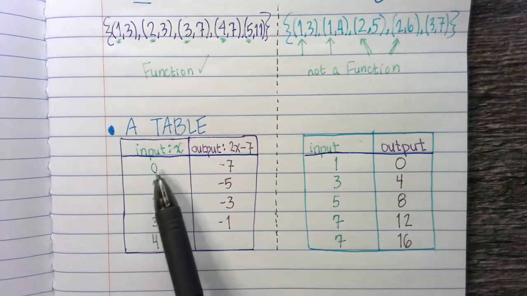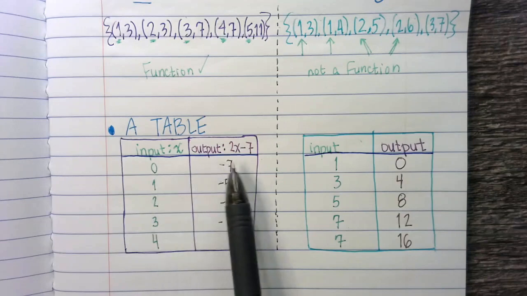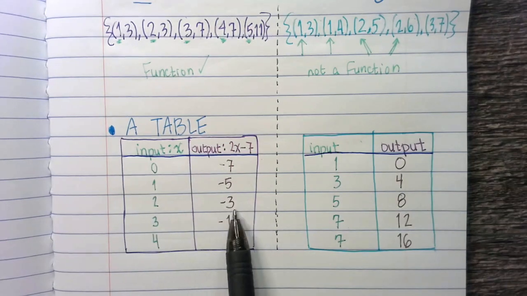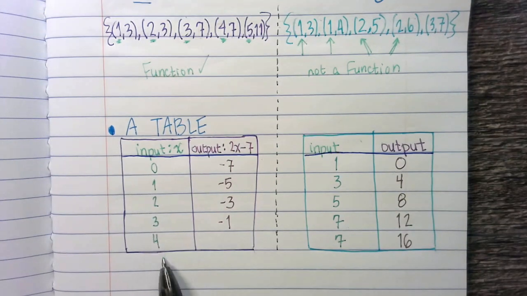For the input, we ended up using 0, 1, 2, 3, and 4. For the outputs, we got -7, -5, -3, -1. And I left this part blank on purpose. So if we put in 4 as our input, we're using 4.